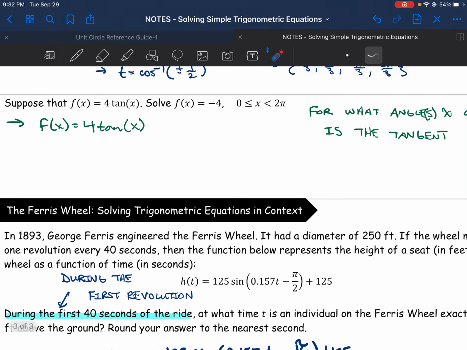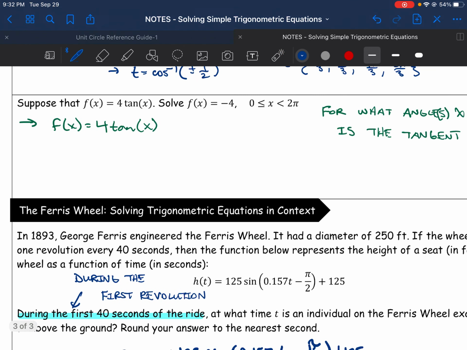Suppose that f of x equals 4 tangent of x, and we want to solve f of x equals negative 4. Well, the problem looks slightly different, but it's really not any different here. We're going to make a substitution. We're going to substitute f of x with negative 4. So this f of x is going to get replaced with negative 4, which is equal to 4 tangent of x.